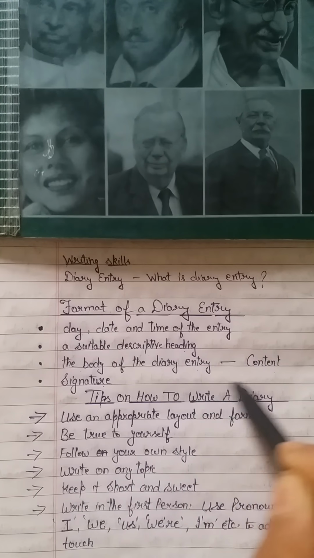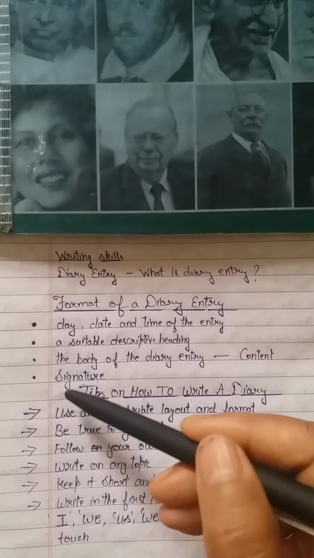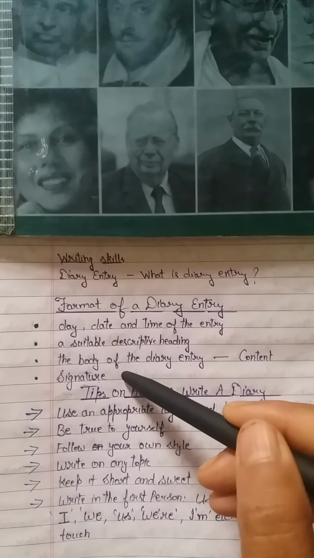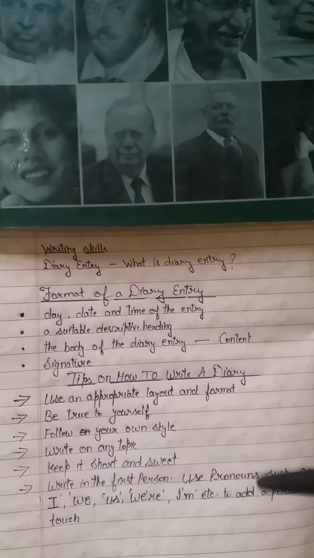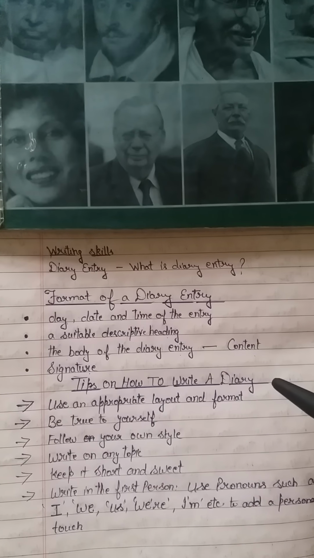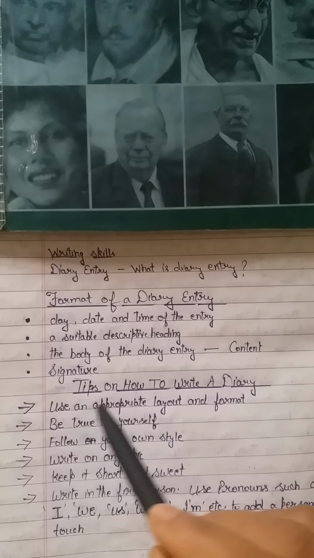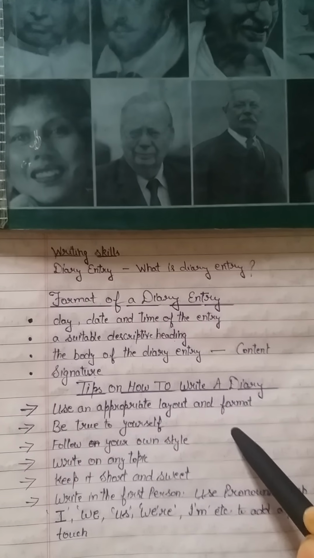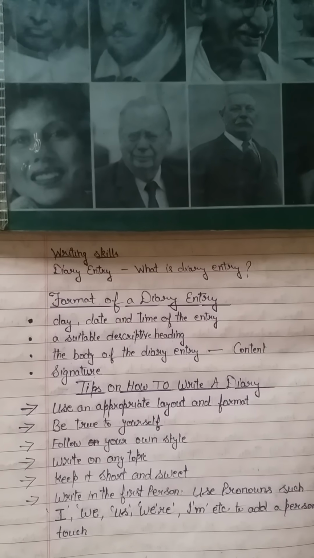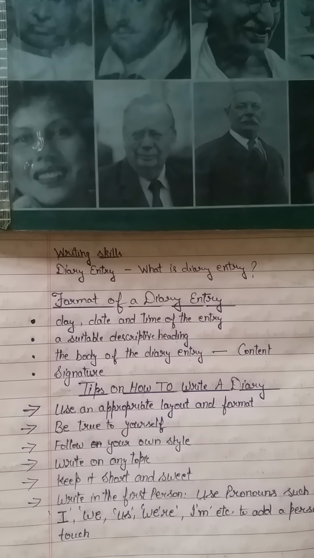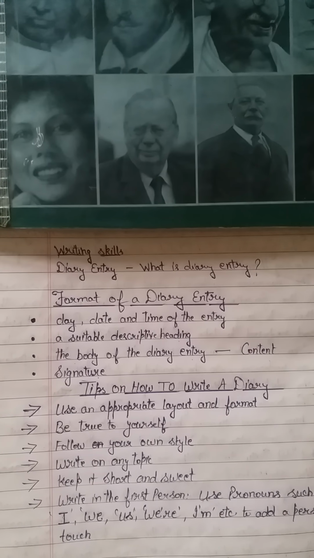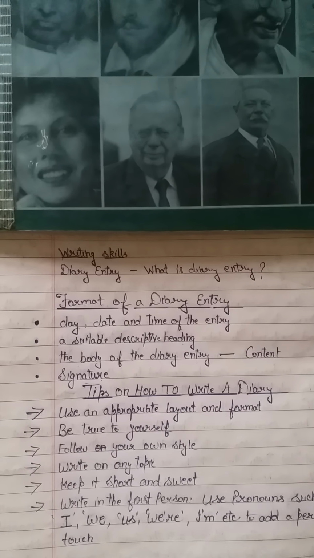Body means the content of the diary entry, and in the end, the signature of the writer. And now, diary entry. How to write a diary entry? Some of the tips. Use an appropriate layout and format. At the top of the page, write the date and time of your diary entry so that later on you can keep track of what happened and when.